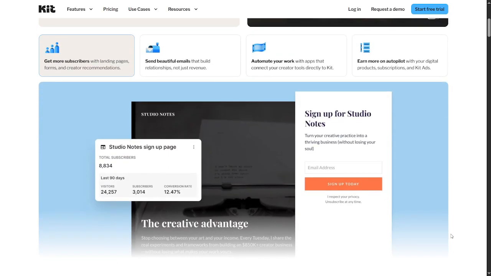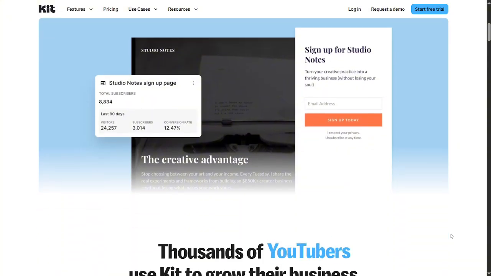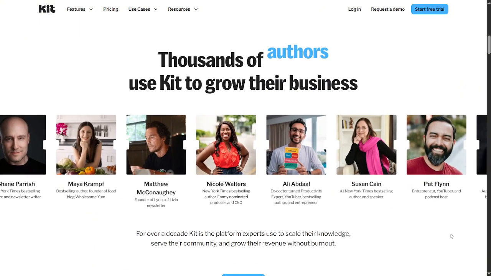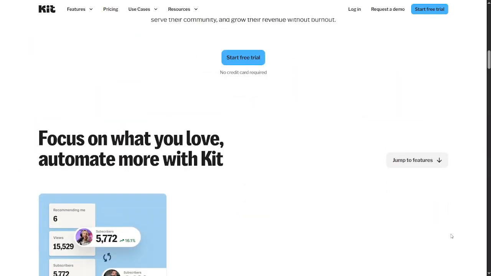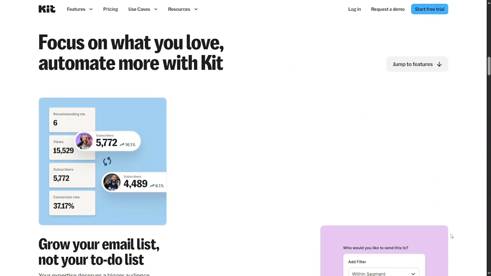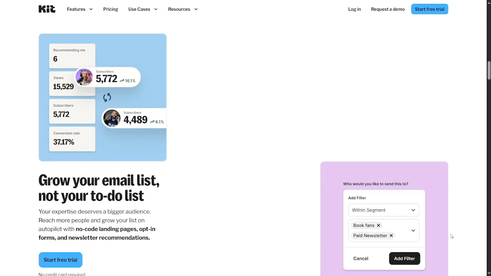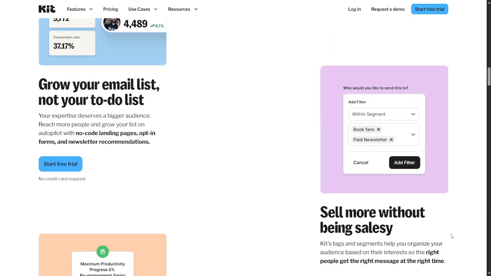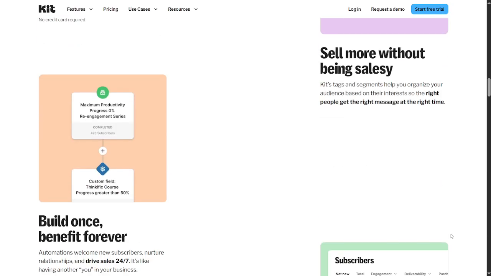ConvertKit is kind of like the classic choice for creators who treat their newsletter as a business. It offers super strong automation tools. You can build complex email sequences, tag subscribers, and trigger automations based on actions. This is ideal if you're running sales funnels, launching courses, or using your newsletter to nurture leads.